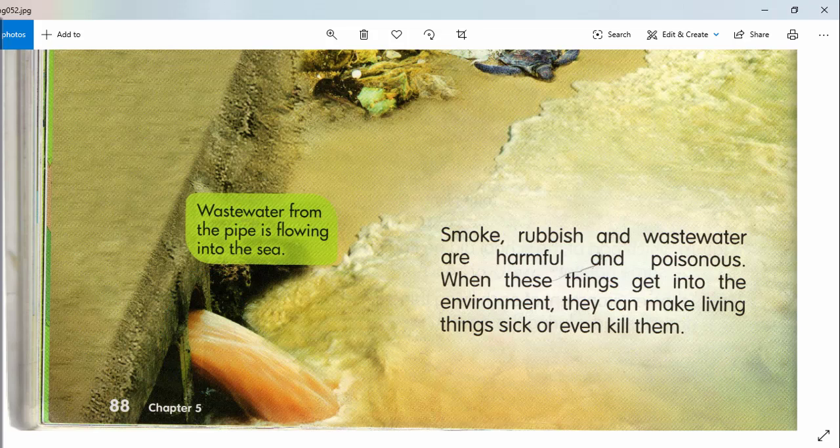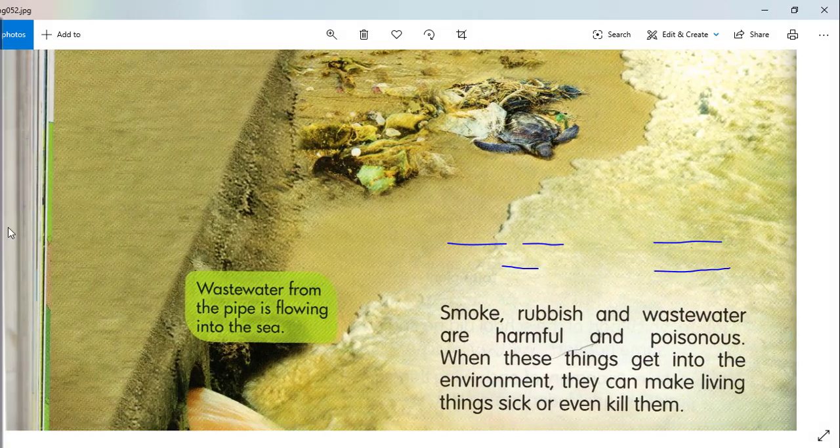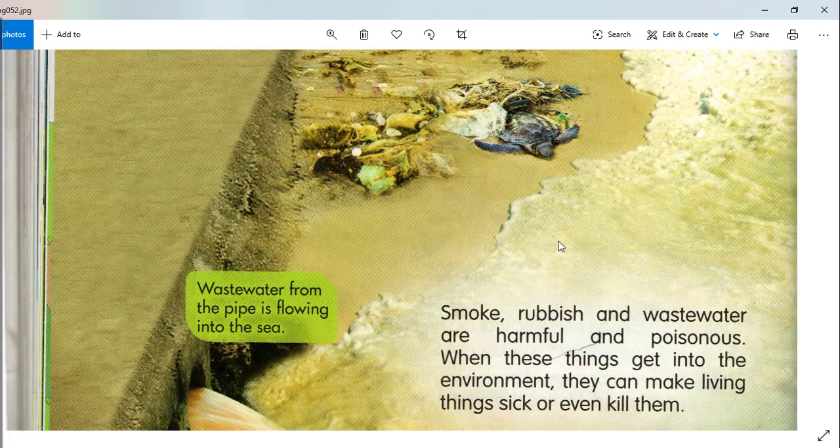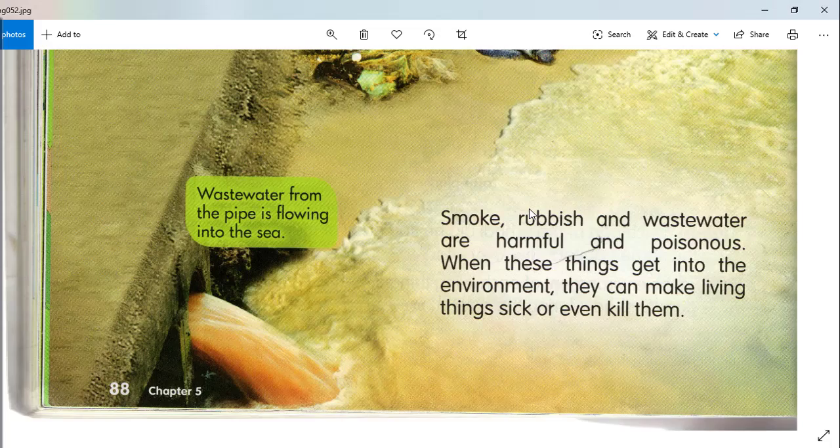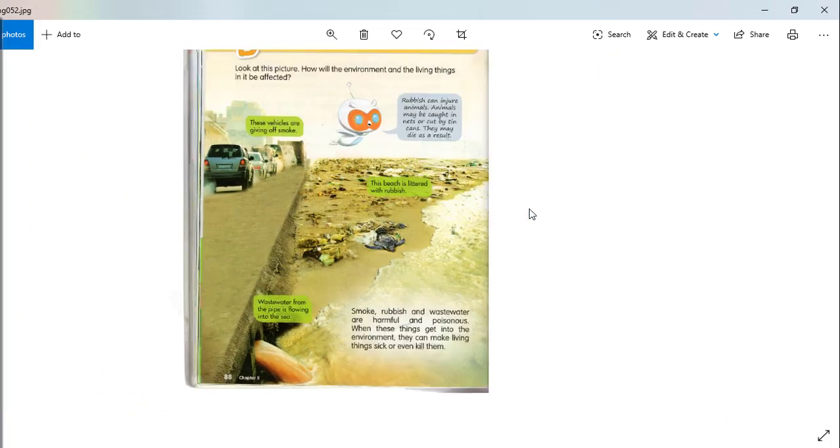Okay, so smoke, rubbish, and wastewater are harmful and poisonous. When these things get into the environment, they can make living things sick or even kill them, such as the turtle I have just mentioned. So what is the thing that we have to do to reduce these things or to stop these things?